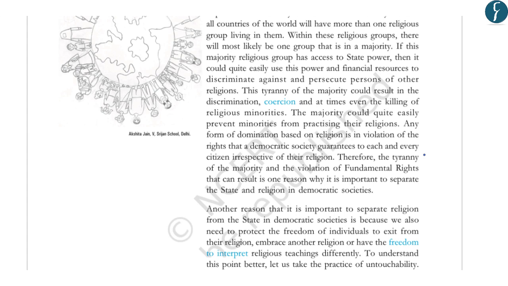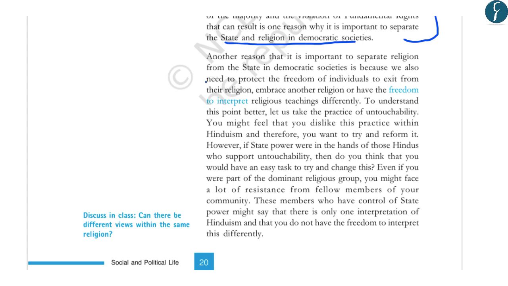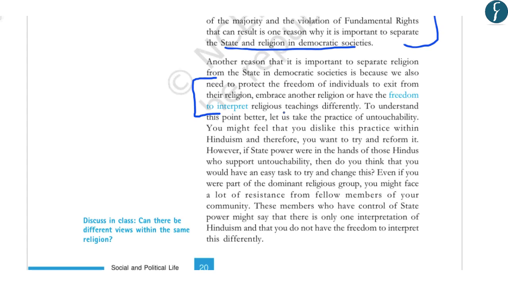Now, as one of the religions has majority in the country, it can try to discriminate or persecute the religious minorities. That is why, to stop the tyranny of the majority and to stop the violation of fundamental rights of the minorities, the principle of secularism, that is, distancing of the state and religion, is one of the important pillars of democratic societies. Now, the second reason for distancing the state from the matters of religion is the need to protect the freedom of individuals to exit from their religion, embrace another religion, or have freedom to interpret the religious teachings.